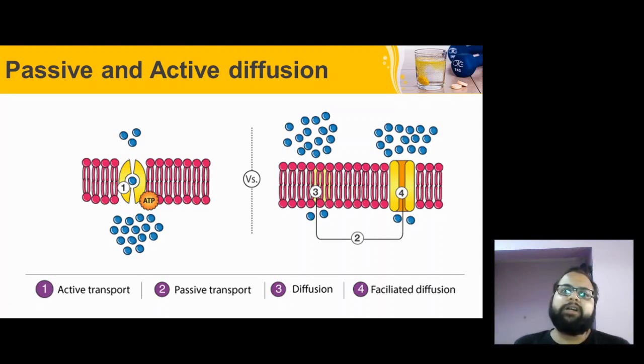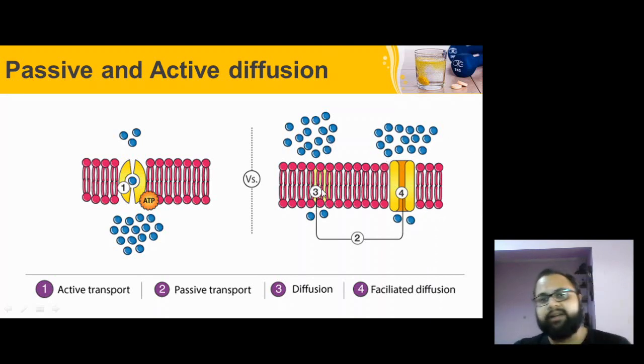All of you know that diffusion always takes place from a high concentration to a lower concentration. So in this case, you have this 2, which is your passive diffusion, and you have 3, which is your diffusion, and 4 is your facilitated diffusion. So the only difference is basically that in here you're using something to get transferred.